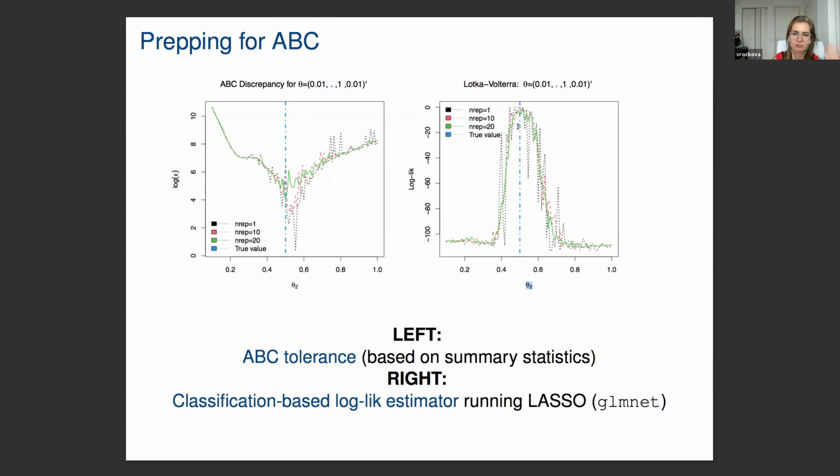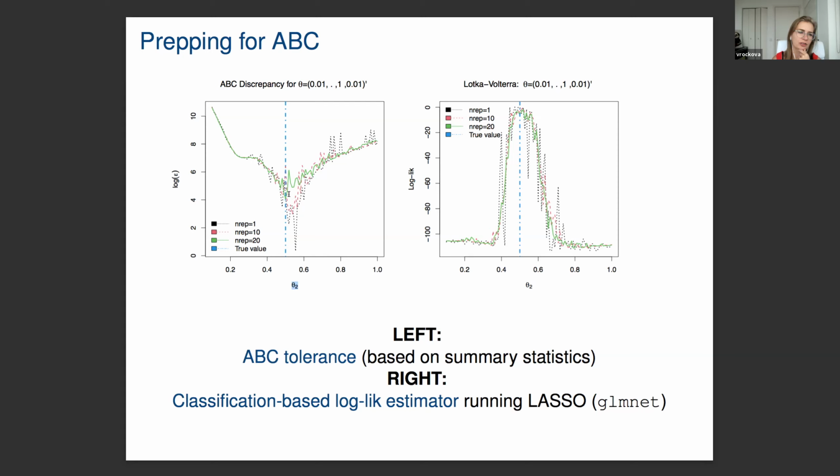So that's kind of comforting to see that we are learning about that parameter. We tried something similar using the ABC tolerance level. So just plotting it, keeping all the parameters fixed at the true value, and then varying the second parameter. And we can see that the ABC tolerance also has a minimum around the truth.